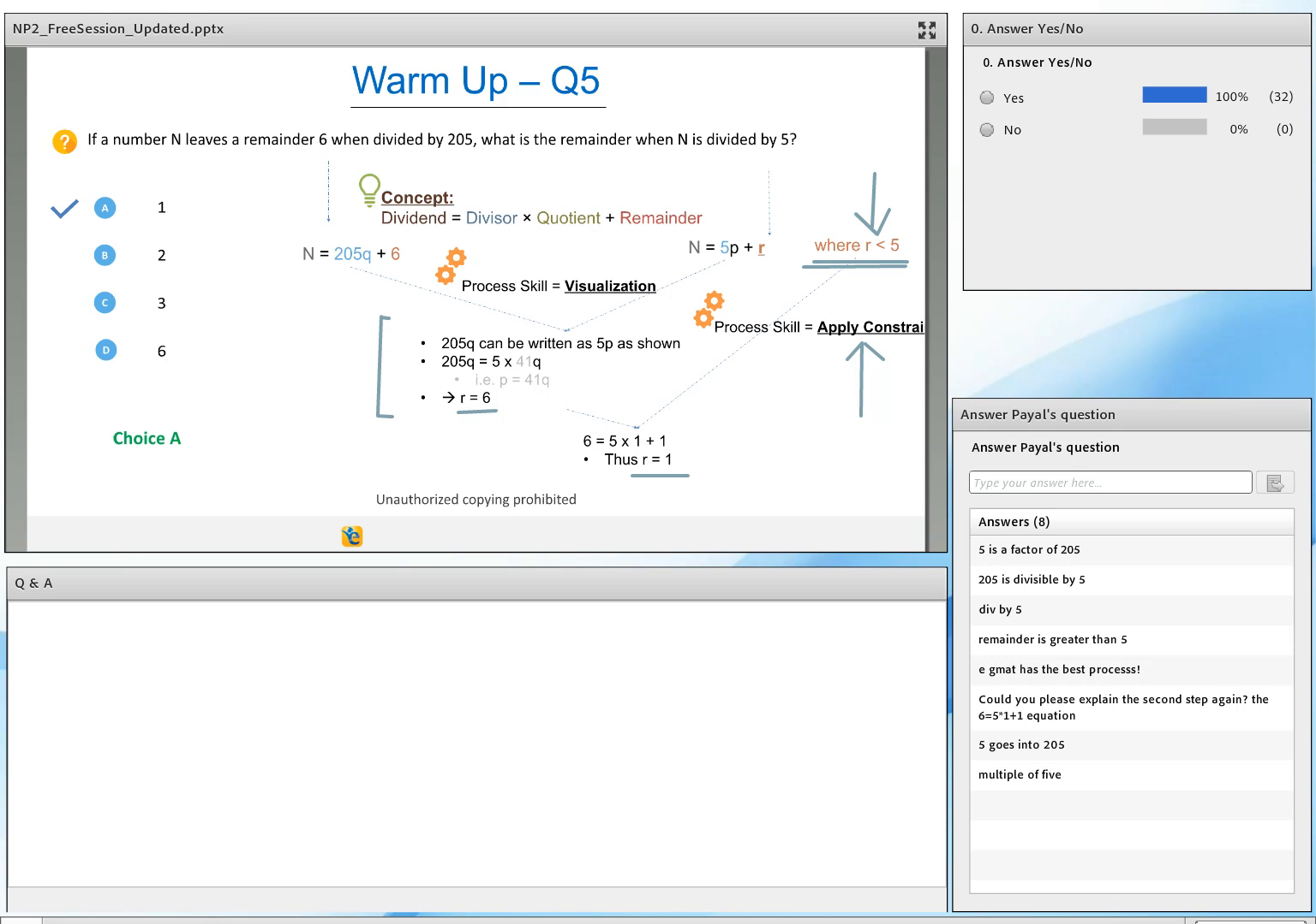All right. So now I had a question here. Could you please explain the second step again? 6 is equal to 5 times 1 plus 1 equation. All I'm doing over here is, because the remainder cannot be greater than the divisor, and remember, the divisor is 5 here, to find the actual remainder I need to divide 6 again by 5, which gives me the remainder 1.